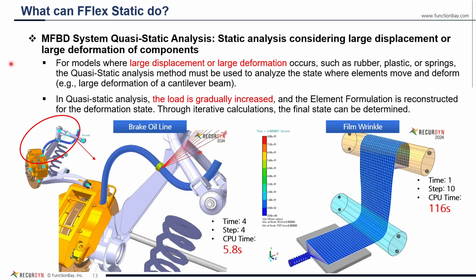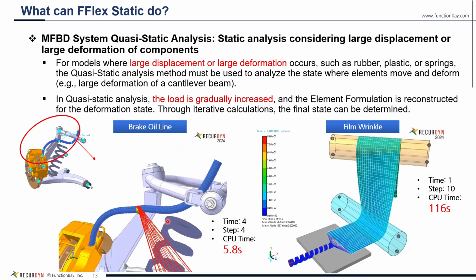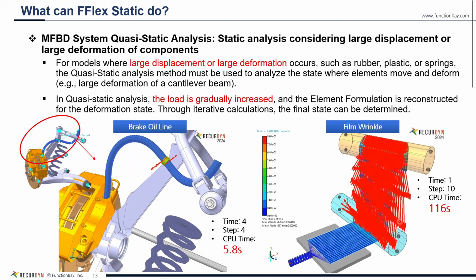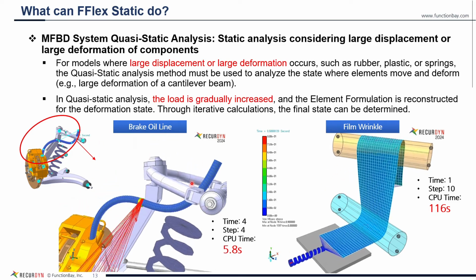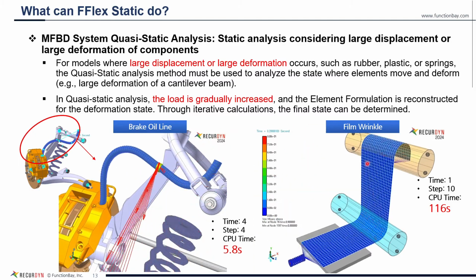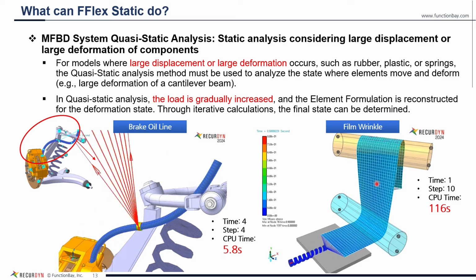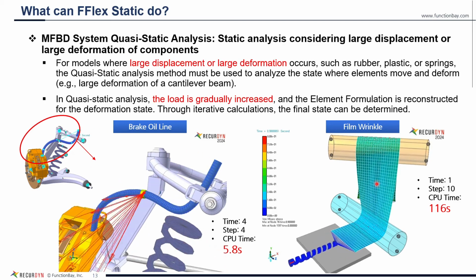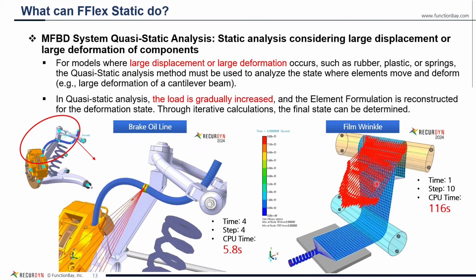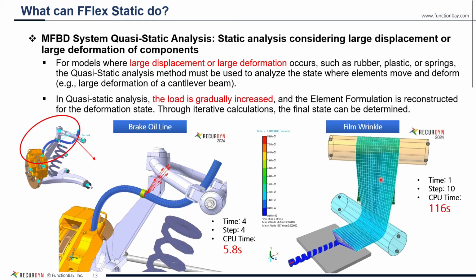This is the large deformation analysis. The model on the left is a brake oil line. It analyzes 4 steps, and as you can see, a large deformation occurs. But the results can be viewed quickly through static analysis. The model on the right shows the wrinkle over film. This model is particularly challenging for static analysis to converge due to simultaneous translational and rotational displacements of the shell body. Nevertheless, as shown, it converges very effectively with the RecurDyn static solver. It took only 116 seconds.